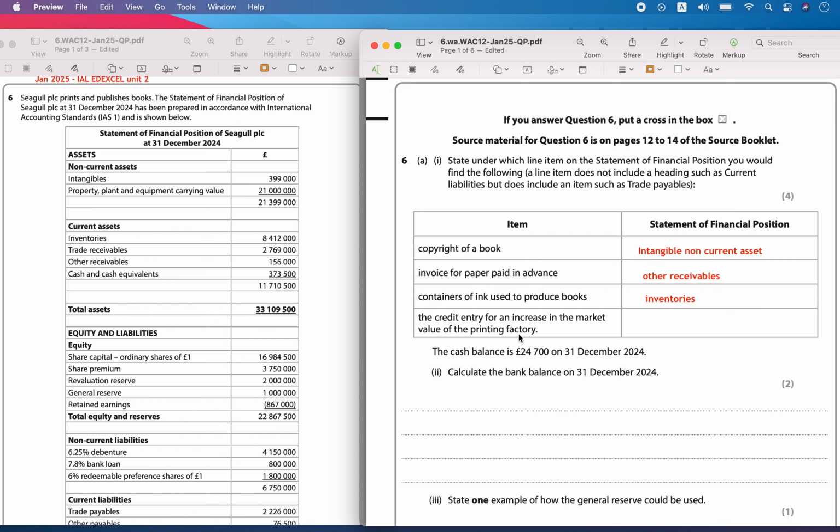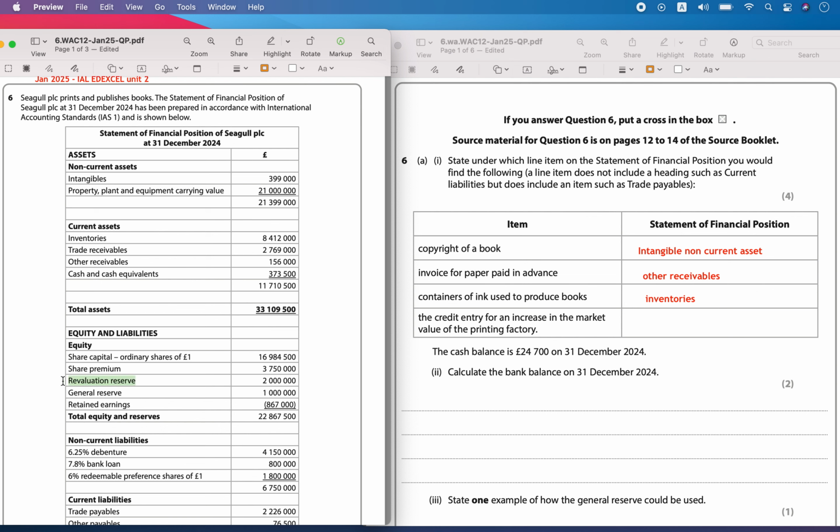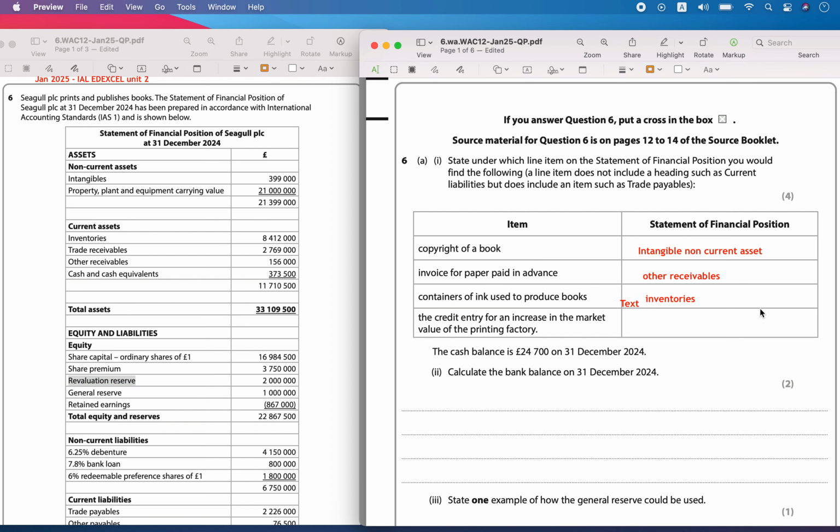Then the credit entry for increase in the market value of a printing factory. So this comes under the revaluation reserve. This is a revaluation reserve because the printing factory is an asset that's going to be revalued. A revaluation reserve is created whenever an asset is revalued above its carrying value. So that becomes a part of equity.